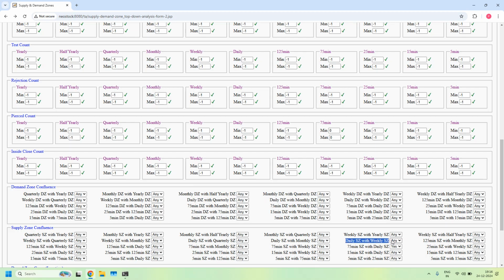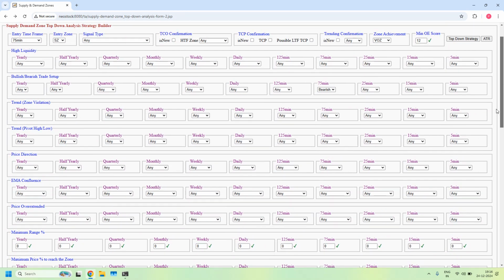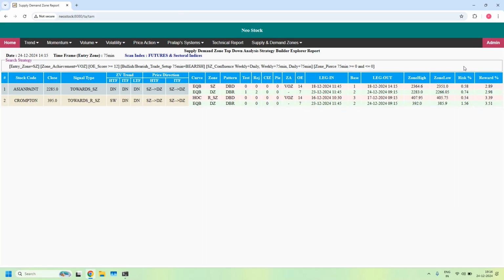Third, daily supply zone with weekly supply zone confluence. With all the three filters, LTF, ITF and HTF supply zone confluence, we got two stocks. In these two stocks, these 75-minute supply zones are part of the daily supply zone, both together again part of the weekly supply zone.